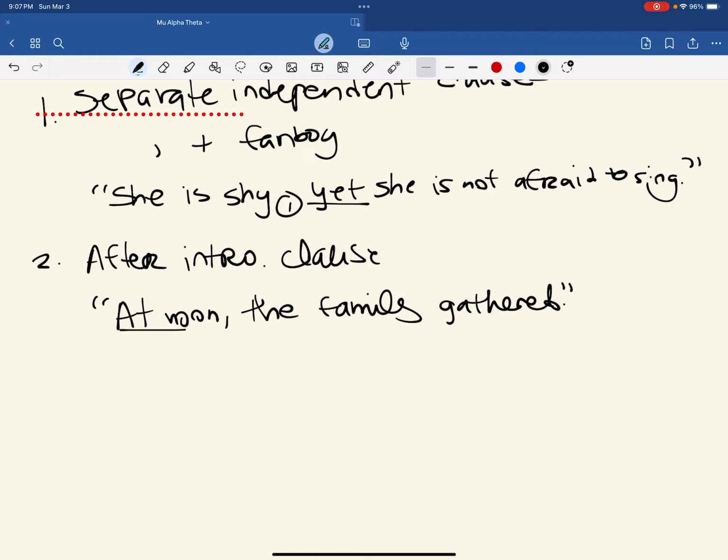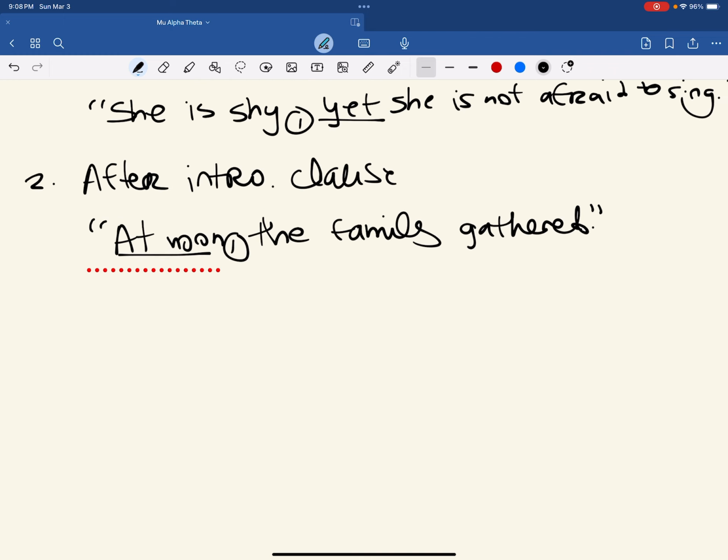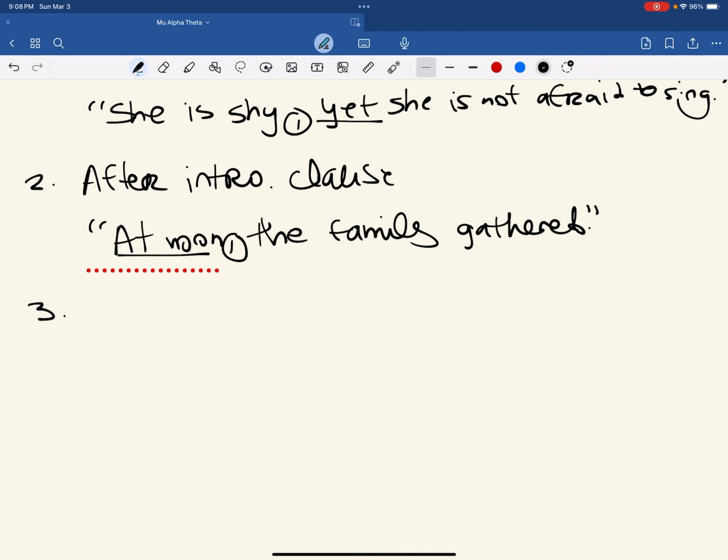So the at noon here is a dependent clause, and you need introductory clause the same as a dependent clause, and you need a comma right after that. Number 3, we have series, separating the items in a series.